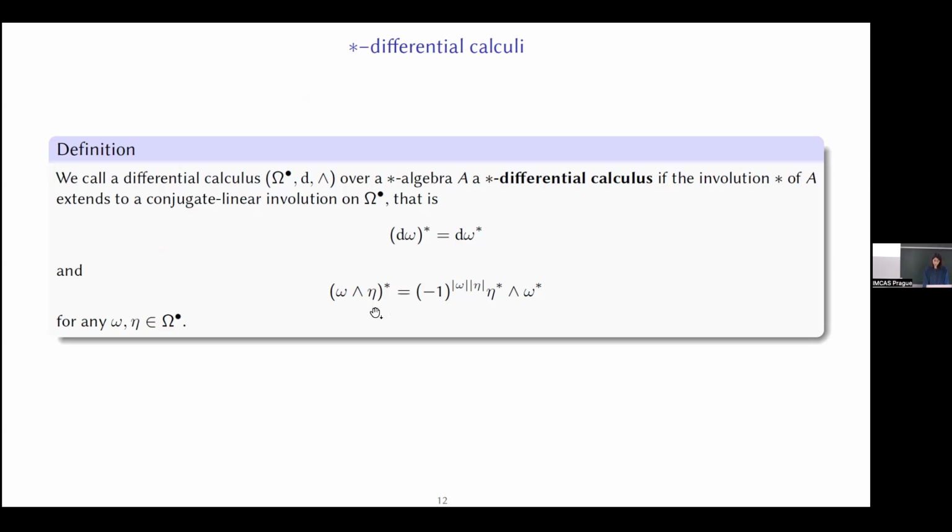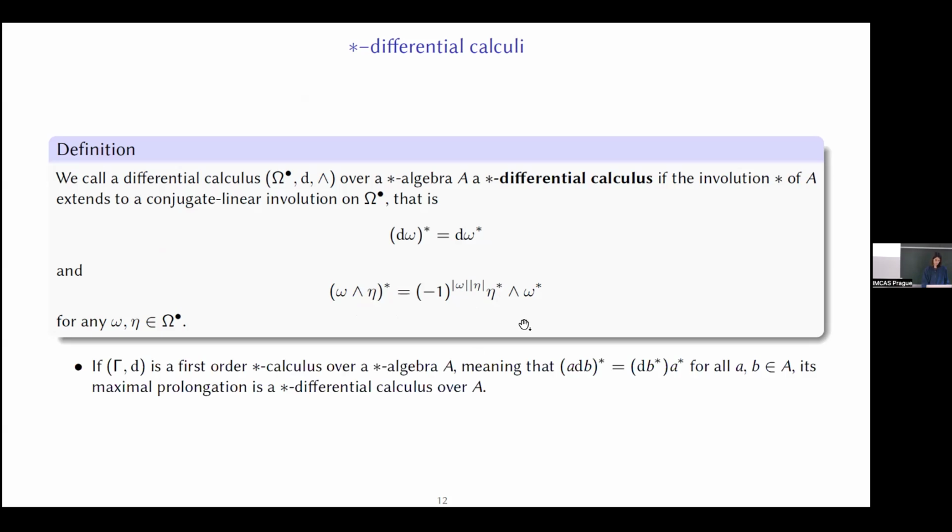And there is this compatibility with the wedge multiplication, where the star gives you a (-1) factor to the degree of ω, degree of η, and it's anti-multiplicative. And just to mention it, if you have a first order differential calculus which is a star calculus, which means there is this compatibility, then you can take the maximal prolongation, and this will again be a star differential calculus.